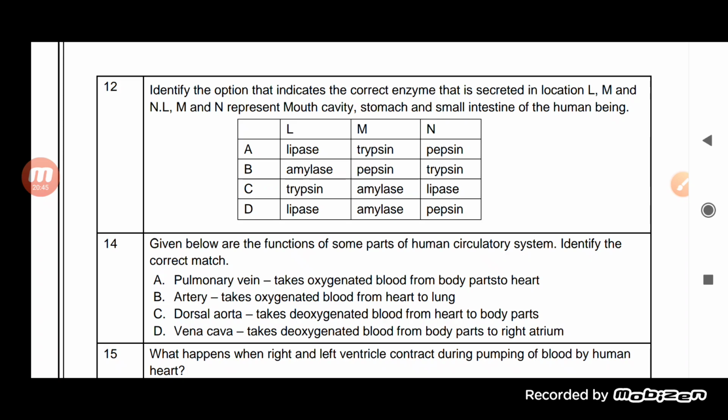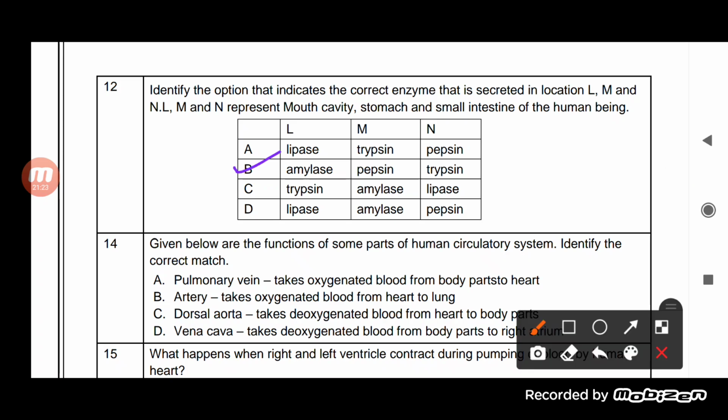So let us see which one of the following is the correct combination. The first one is lipase, trypsin and pepsin. This is not possible because pepsin is released in the stomach. So this is the wrong one. Then amylase, pepsin and trypsin. This is the correct option, student, because salivary amylase is formed in the saliva itself. Pepsin is released in the stomach, and trypsin is released in the small intestine. So out of the four, the second one is the correct option.